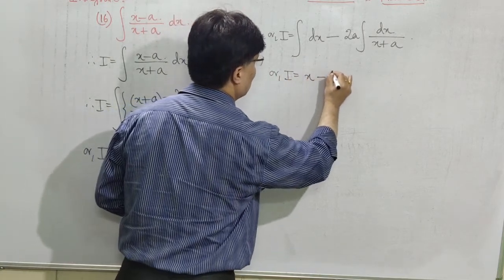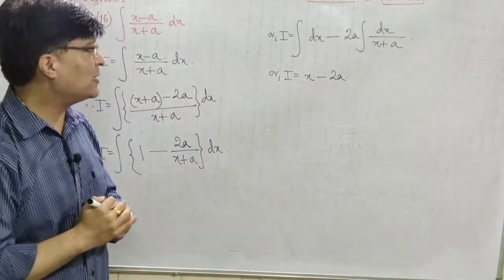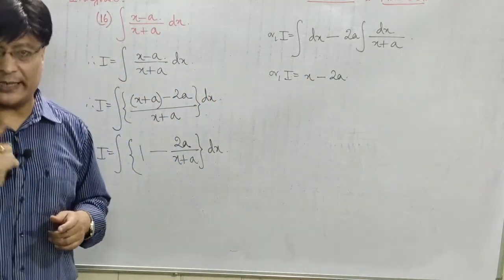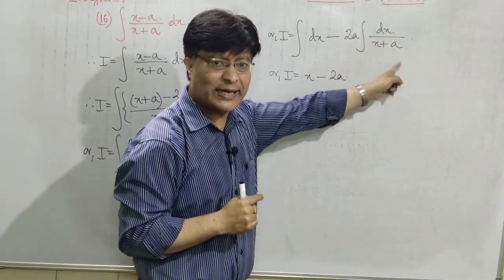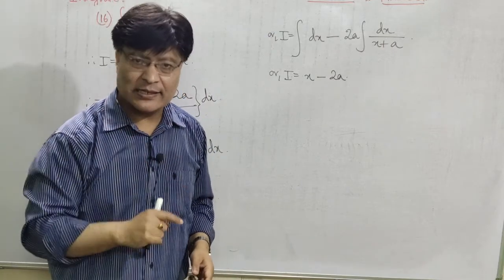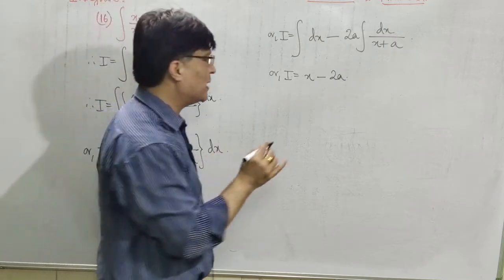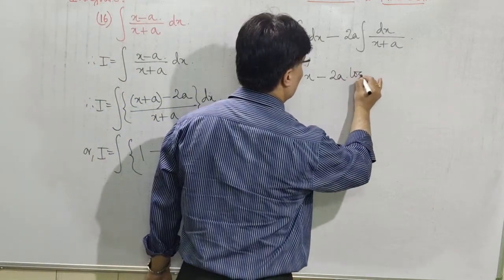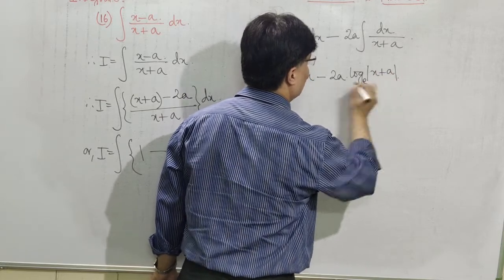It is x minus 2a, a constant, into, how will you integrate dx divided by x plus a? Since the power of x here is 1, you can assume x plus a as x. What is integration of 1 upon x dx? It is log within mod x, isn't it? So it is log within mod, what is x here? X plus a, what is the base?